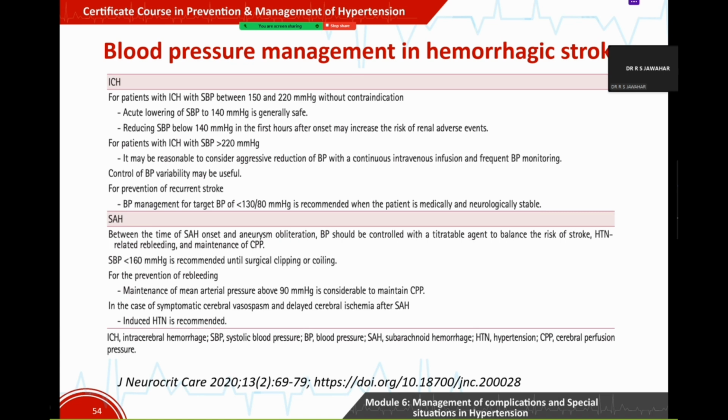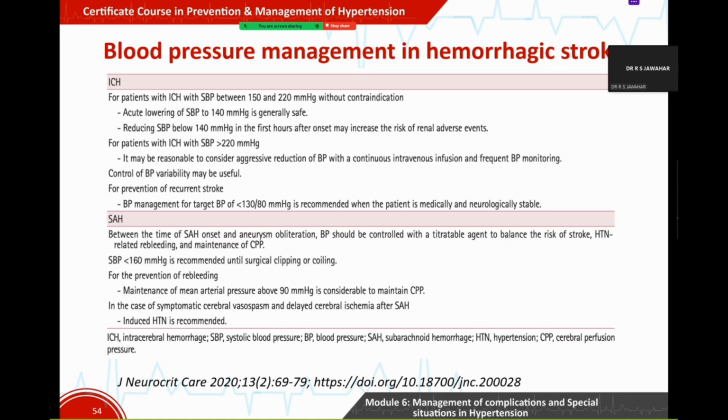To prevent recurrent strokes, a target BP of less than 130 by 80 is recommended when the patient is medically and neurologically stable. So that is intracerebral hemorrhage. Here are the 3 points you should remember.